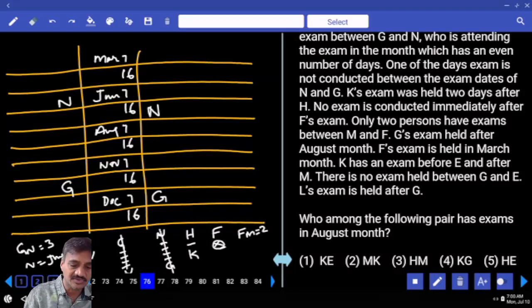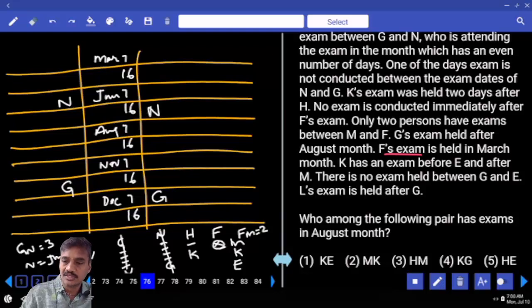Then now we are done with this information. And between F and M there must be exactly 2. And F's exam is held in the month of March itself. And K has an exam before E. And K is serving before G and after M. Hence M, K and E must be in this order.